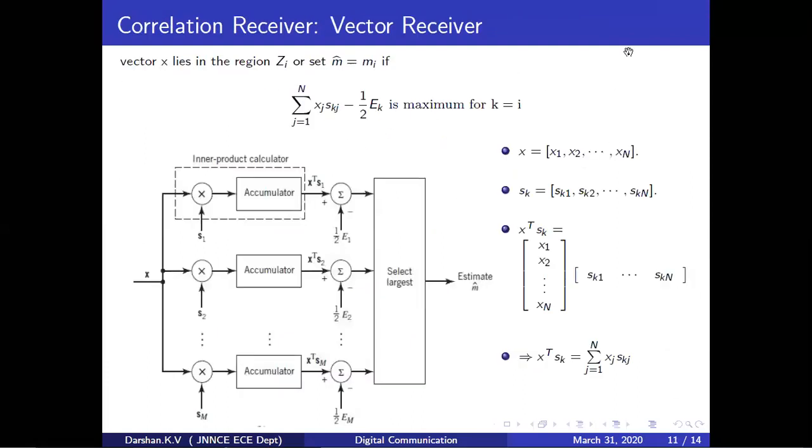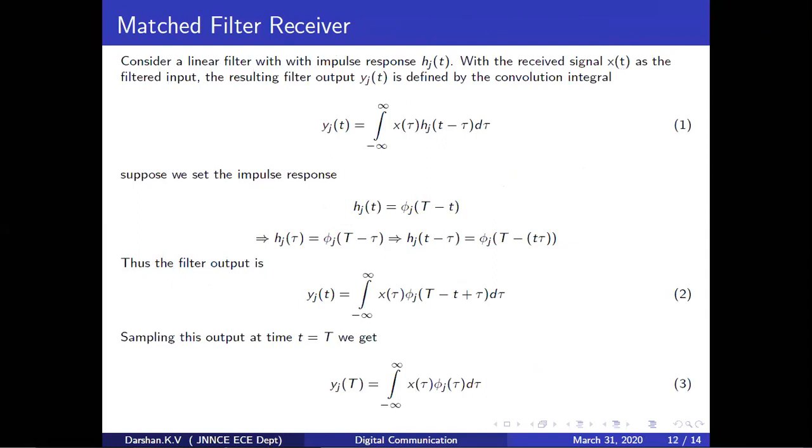The matched filter receiver is as follows. This is also a receiver. So here any receiver contains two things: one is the detector part and the other one is the computational part.